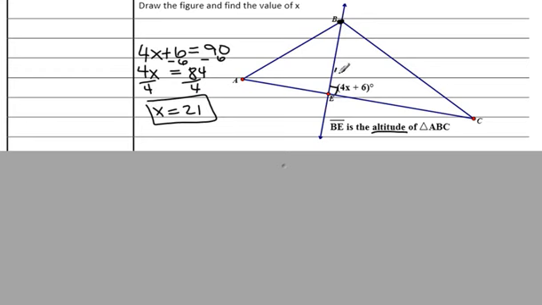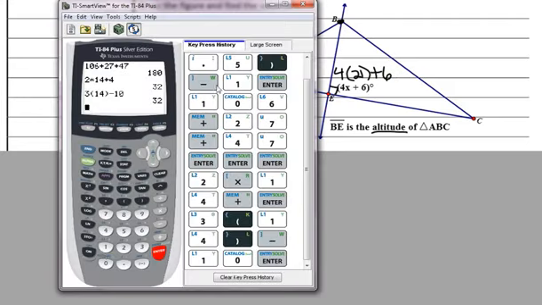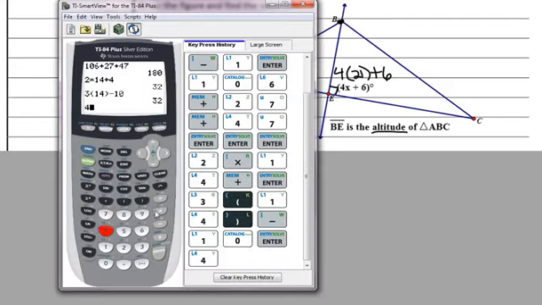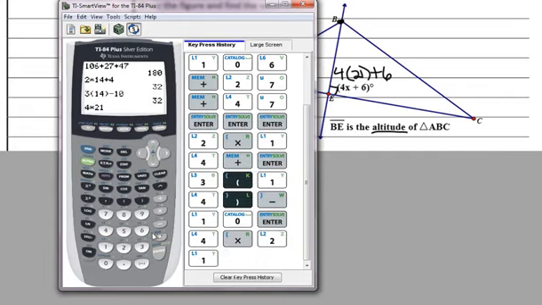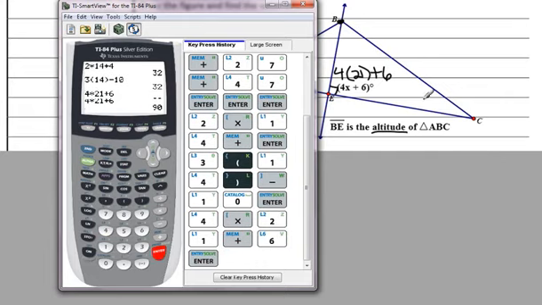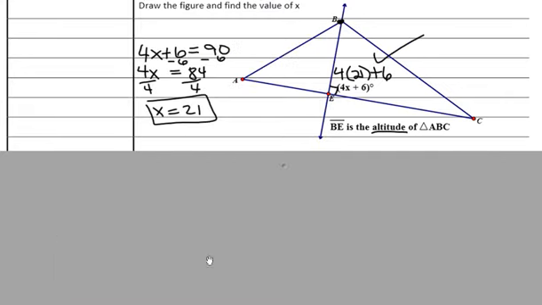And then we would substitute our x back into our original expression. 4 times 21 plus 6. 4 times 21 plus 6 should give us 90. And we got 90.